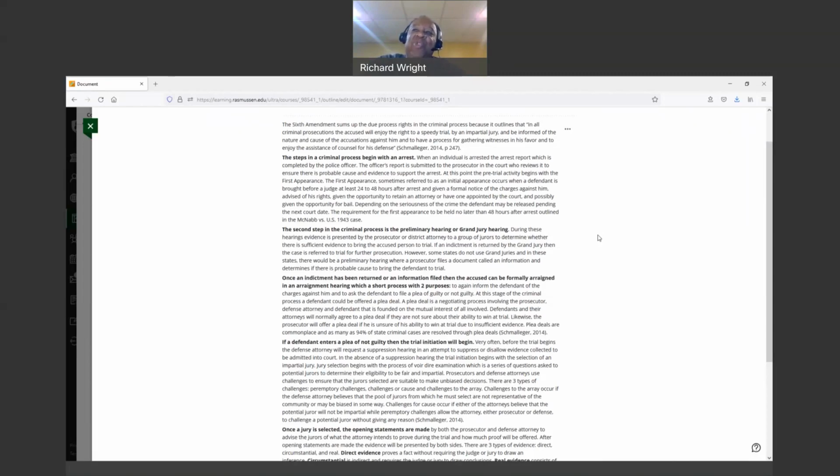Now, the grand jury is heard, and why we defense attorneys don't like it is that we don't have input in that process. So if an indictment is returned by the grand jury, then the case is referred for trial. However, in some states there would be a preliminary hearing, which we love, where a document called an information is filed and determines if there's probable cause to bring the defendant to trial.